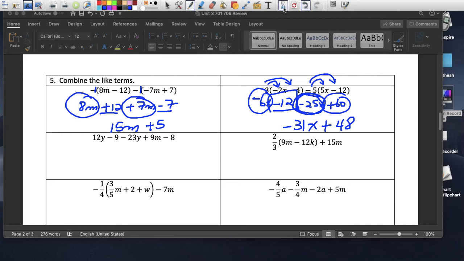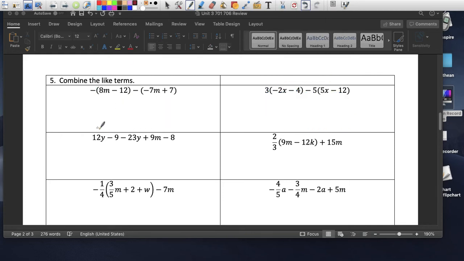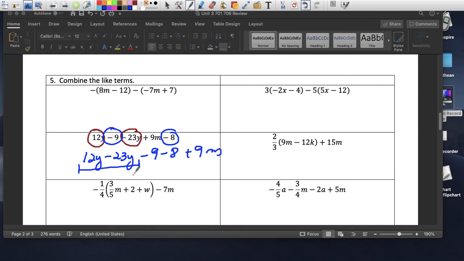Here, I can circle this guy. I can circle this guy. I can circle this guy with a different color and this guy with a different color. So I know those two are the same, and these other two, the one in pink, are the same. But the 9m actually does nothing. So 12y minus 23y, those two are the same, minus 9, minus 8, and plus 9m. And combine these two, and I'm going to get negative 11y. Now combine these two, negative 9 and negative 8 is negative 17, and then plus 9m.